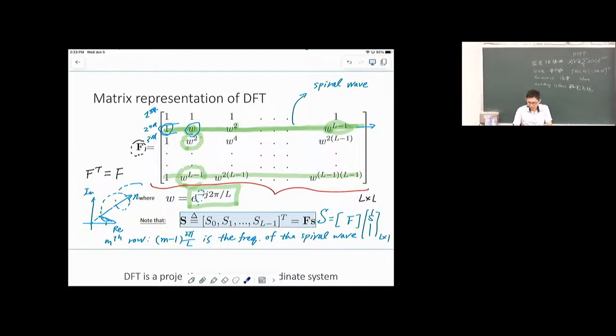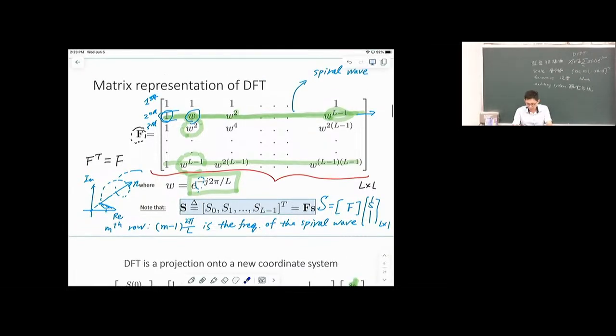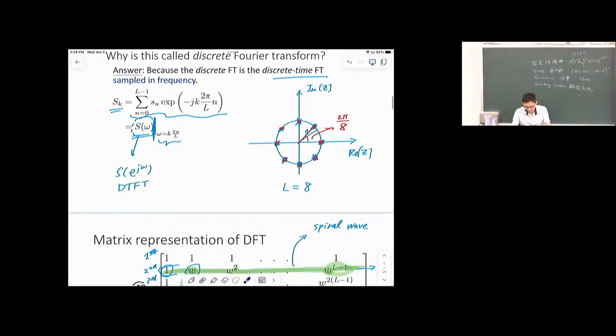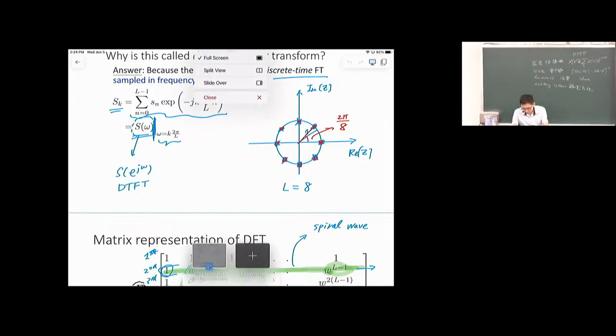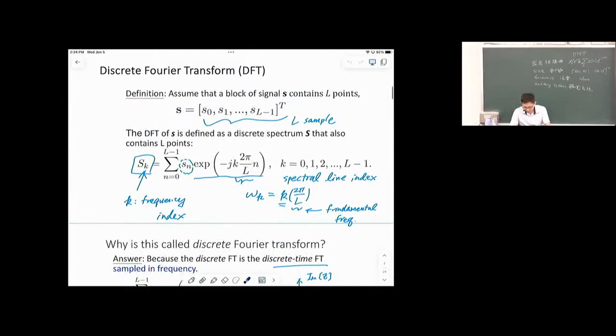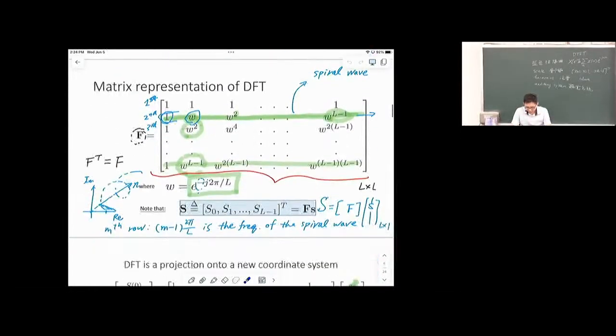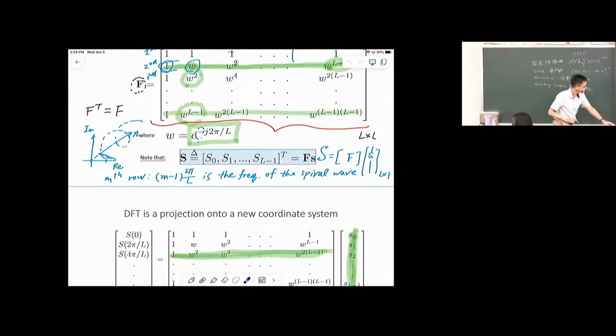So in this figure, wait, what happened to my screen? Full screen, not full screen. Why did it go down there? I was looking for this thing, I don't know why it went to the bottom. So the spiral wave right here.